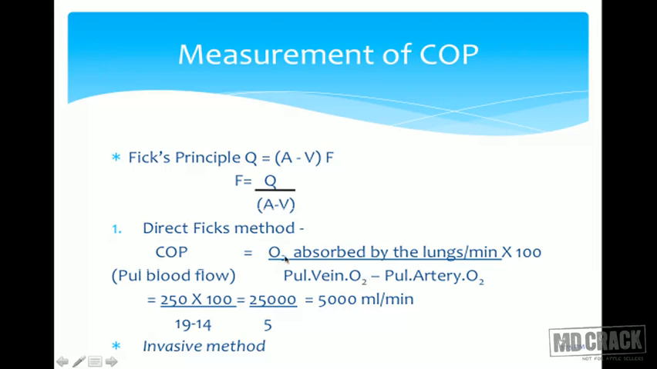Suppose 250 ml is the oxygen absorbed by the lung per minute, the pulmonary vein concentration is 19 ml and the pulmonary artery concentration is 14 ml, then the formula gives 250 divided by 5, which will be equal to 50 ml per minute. But as you can see, this is an invasive method. We have to insert the catheter and reach up to the pulmonary trunk.